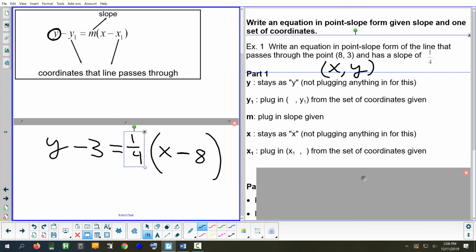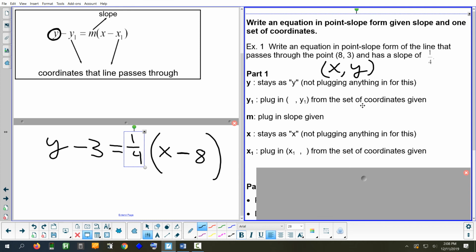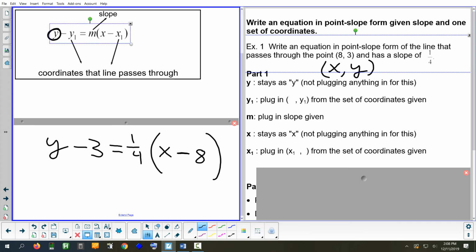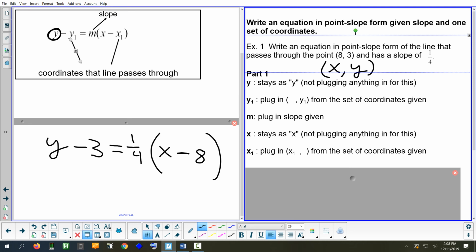What's that little 1 next to the x and the y? The X1 and Y1 just stand for your first X and your first Y. In this case, it's the only X and the only Y. Sometimes we have 2 coordinates, sometimes we only have 1. But it just stands for your first X and your first Y. Okay. Any questions on that?